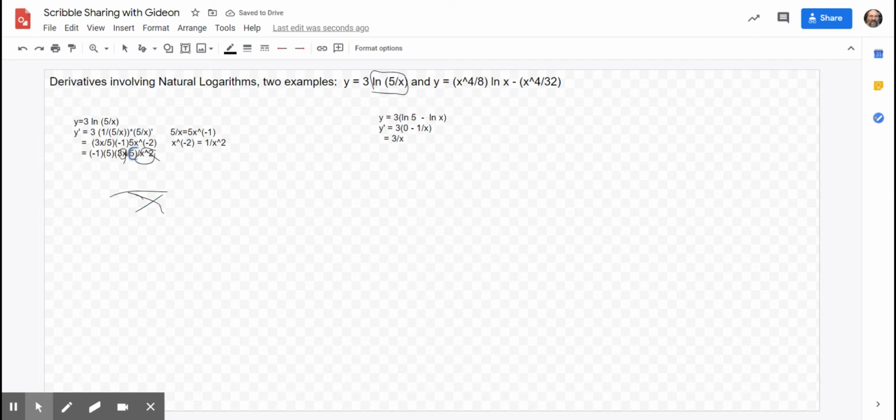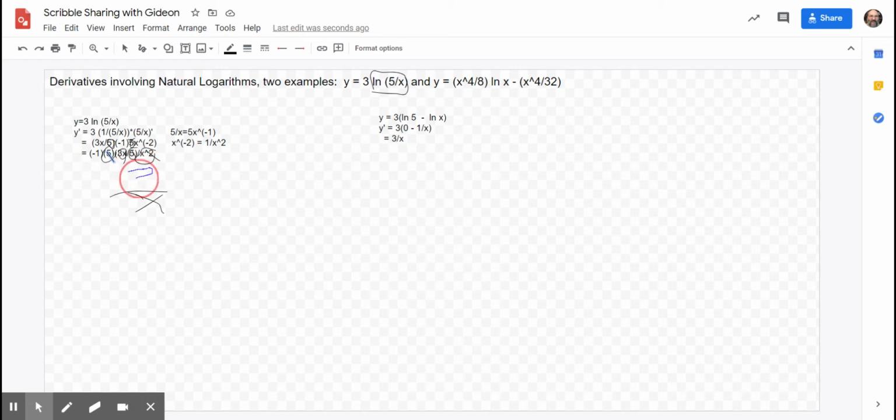Yes, I have a 5 on the bottom of the fraction, and I also have a 5 on the top of the fraction, right? I have this division by 5 and that multiplication by 5. So they cancel. The 5s are gone. And so all that's left is a negative sign and my 3. So it should be negative 3.